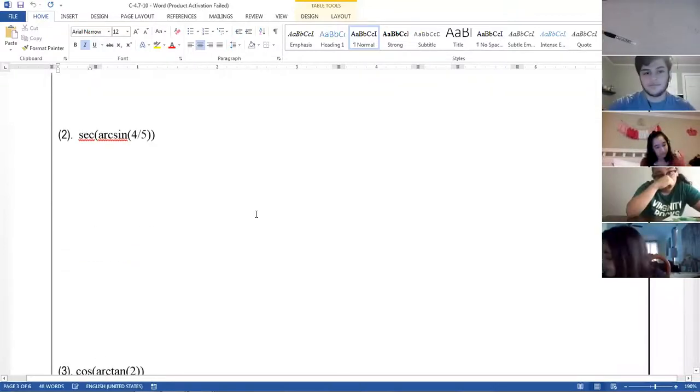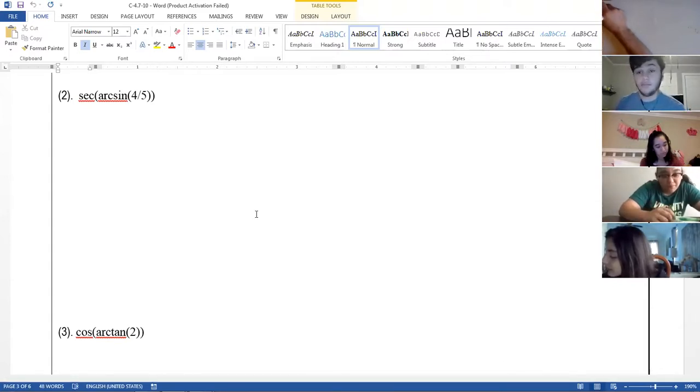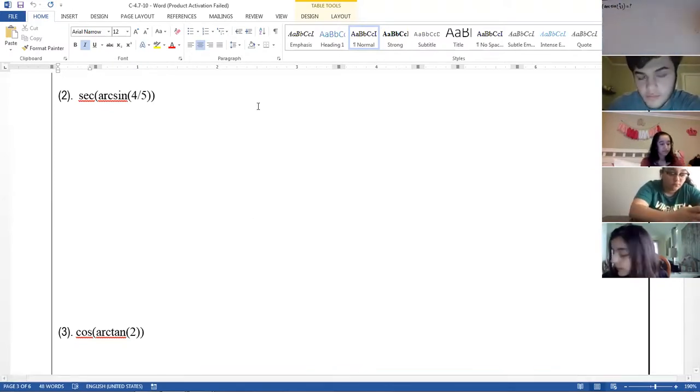The next problem I'm going to solve is this one. Let me just share the screen. Here is the share. The next problem is this one. We are going to find the value of the secant of the arc sine of 4/5. So how much is this composition? Okay, let's see.